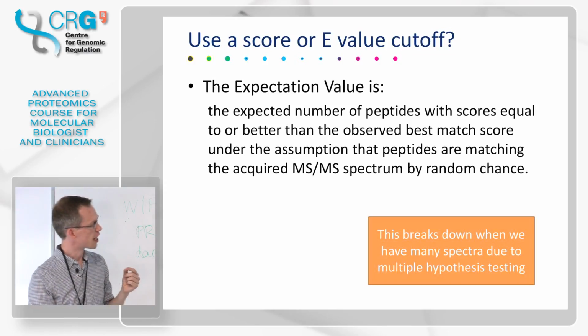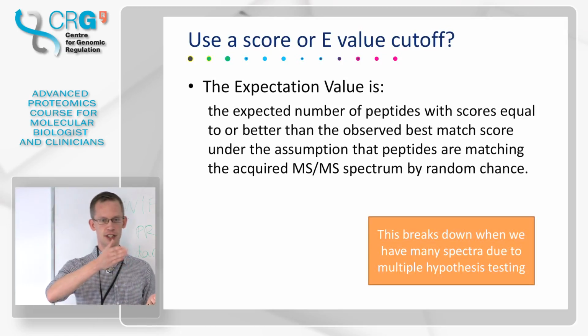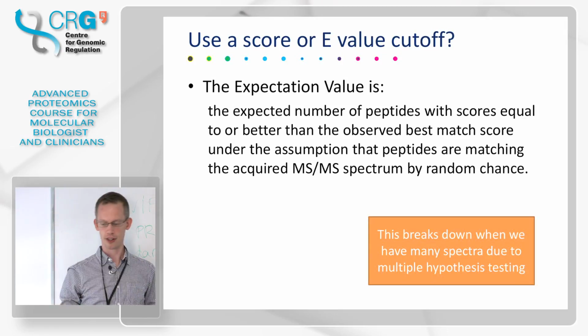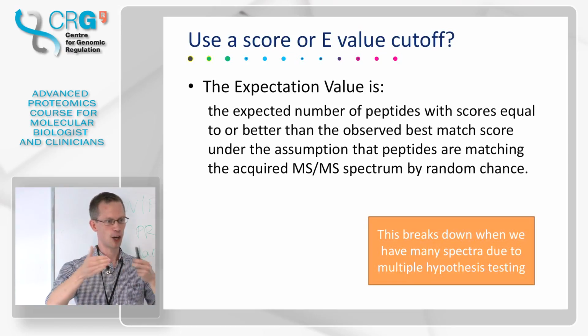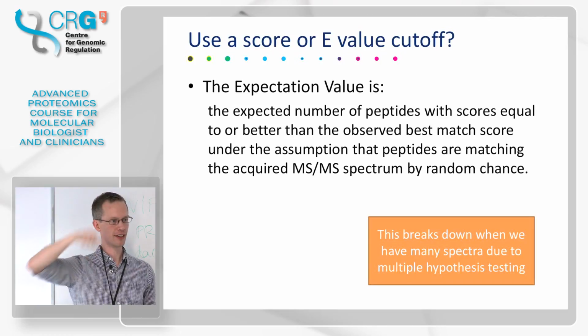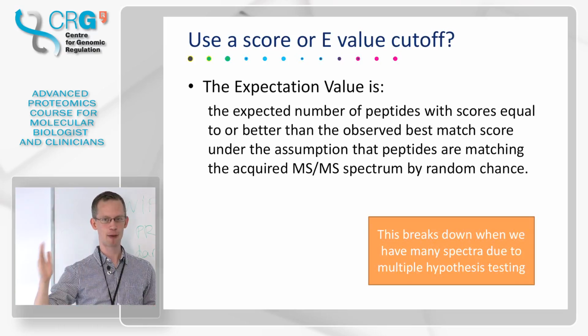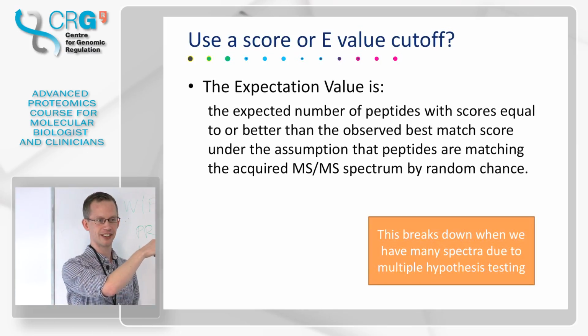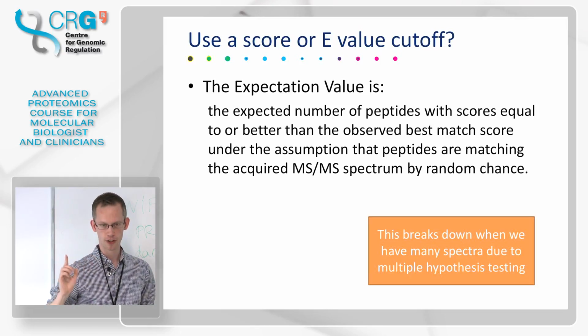So the expected number of peptides. If you look at this whole distribution, you can model this and say, okay, if this was just someone rolling a dice and then ending up with a score, you'd get a distribution that would follow the background distribution. So what is the chance, how often does it happen that we actually get a score that is equal to the best spectrum? That's essentially the expectation value. So this is seen from an individual spectrum.